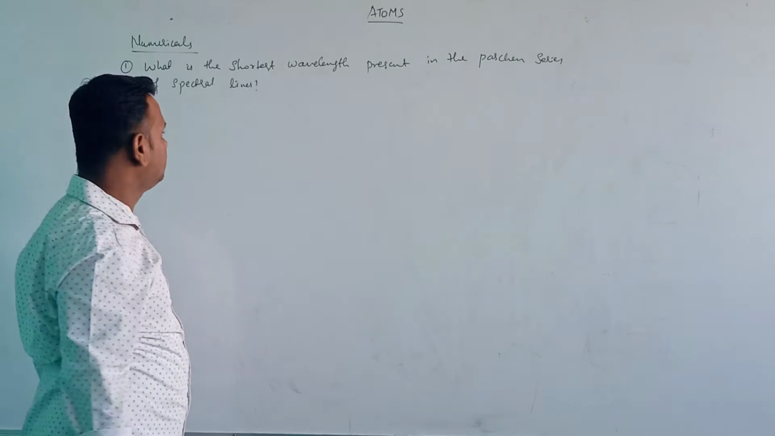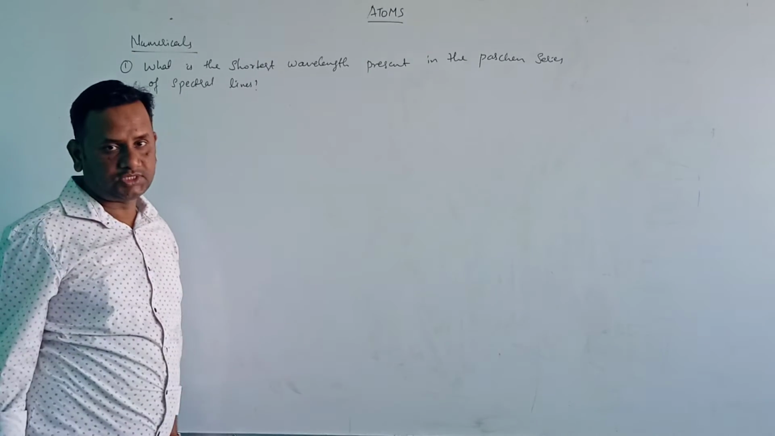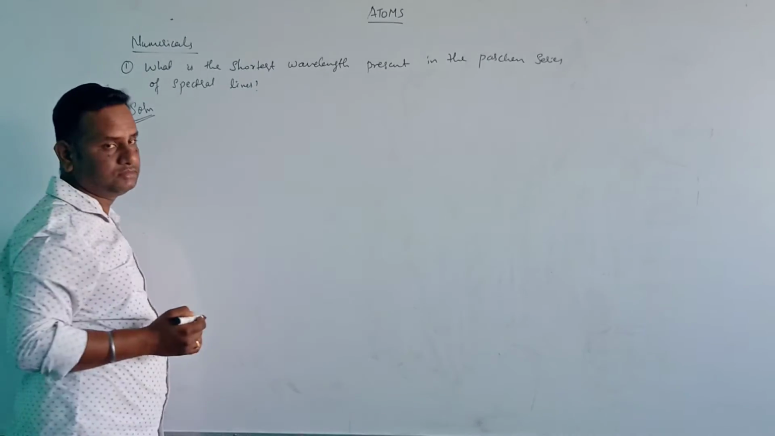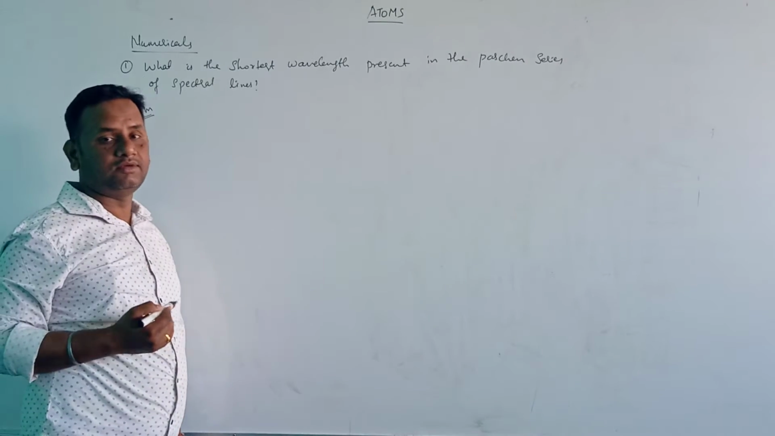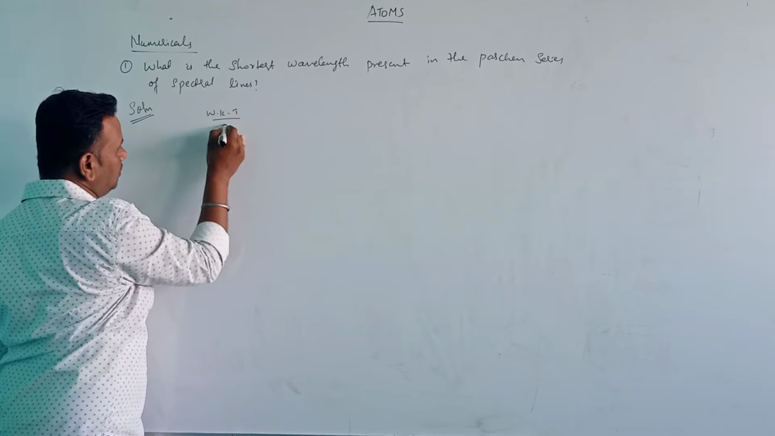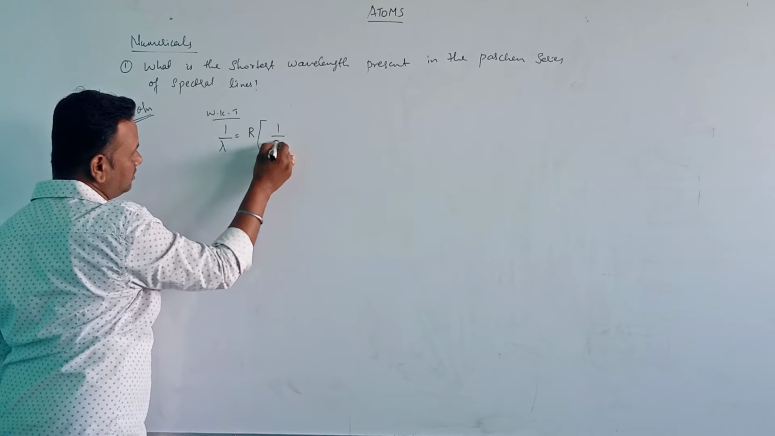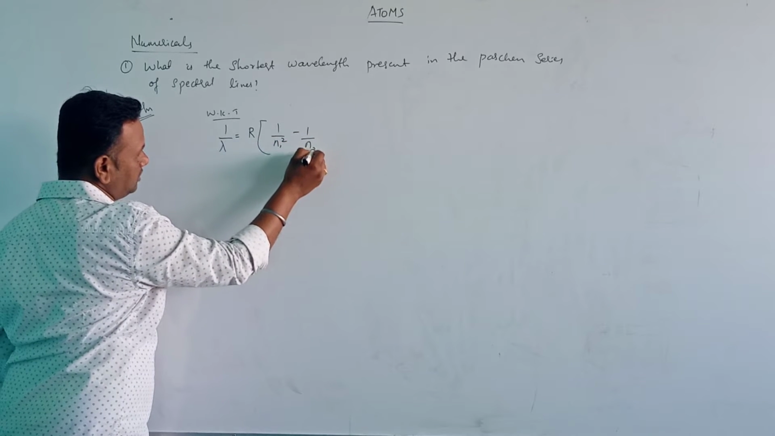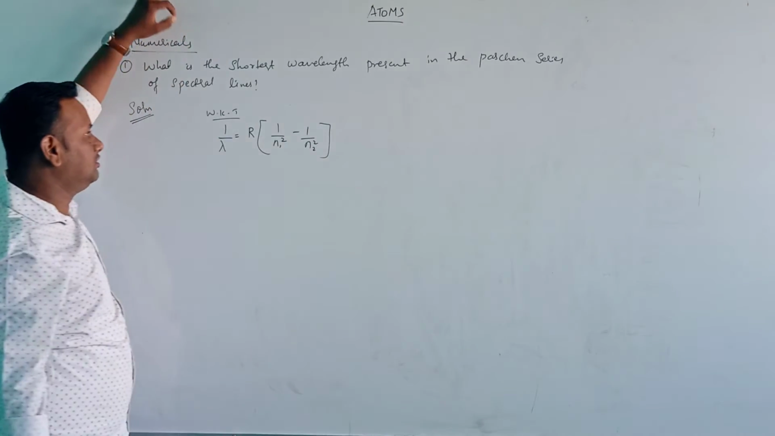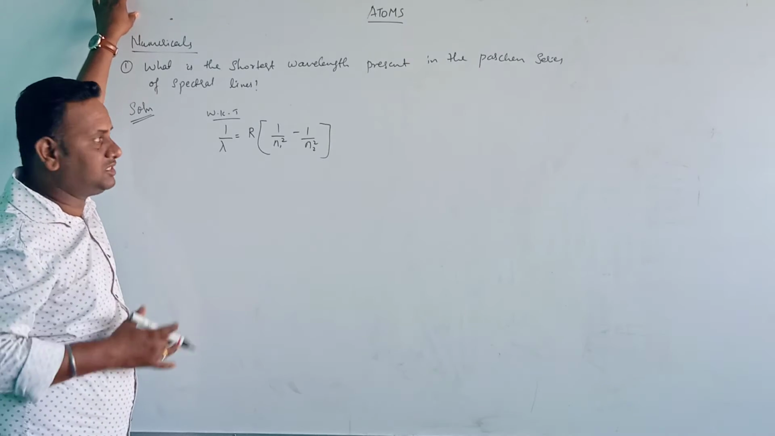So Paschen series. Which formula do we have to use here? Just now I told you that here we have to calculate the wavelength, so we are going to use the empirical formula. That is, we know that 1 by lambda is equal to R into 1 by n1 square minus 1 by n2 square. Now, in this question, he is asking to find the shortest wavelength present in the Paschen series.